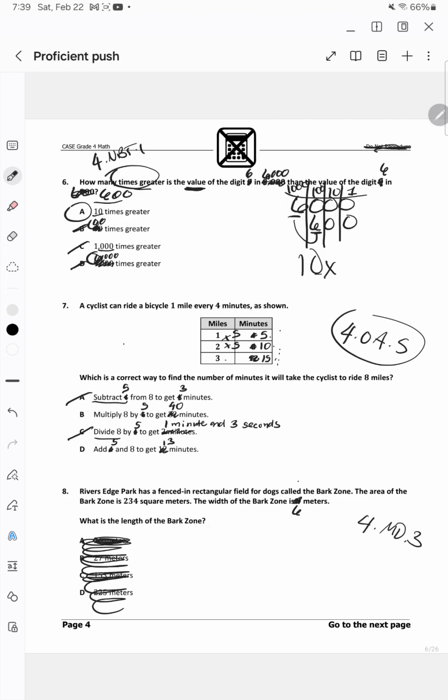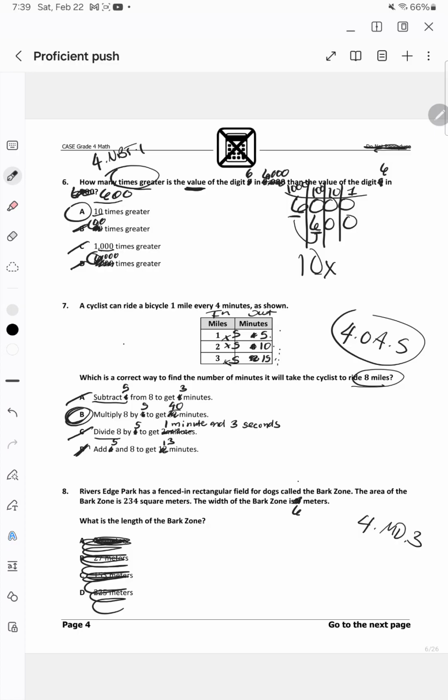The next thing, as you can see, the pattern here is multiplying by 5. But let's read the whole question. It says, which is the correct way to find the number of minutes it will take the cyclist to ride 8 miles? So, A says add by 5. Now, 2 plus 5 is not 10. If we're going from this side to that, our in and our out, 1 plus 5 is also 6. So, again, we're not adding 5. We're only multiplying by 5. And the answer would be 40.